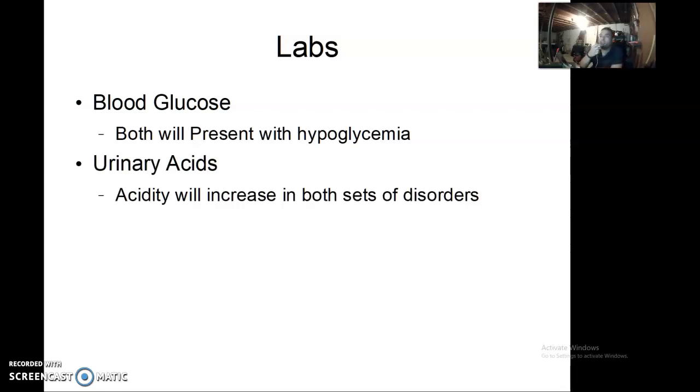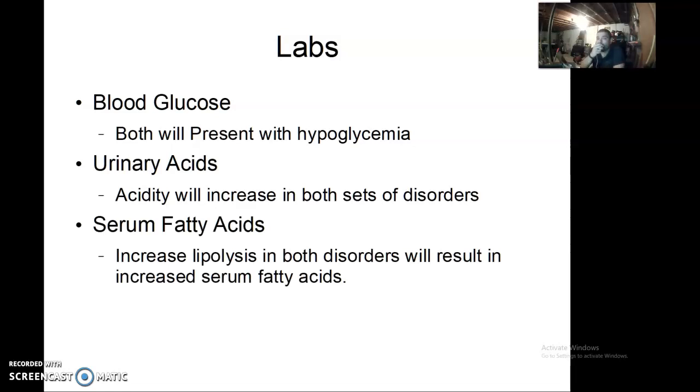So, urinary acid. Acidity will increase with both these sets of disorders. Either the urea cycle deficiency is going to increase acidity, or the beta oxidation of fatty acid is going to increase acidity. Either way, this patient is going to be acidotic at some level. This test alone is not going to be able to differentiate between the two sets of disorders.